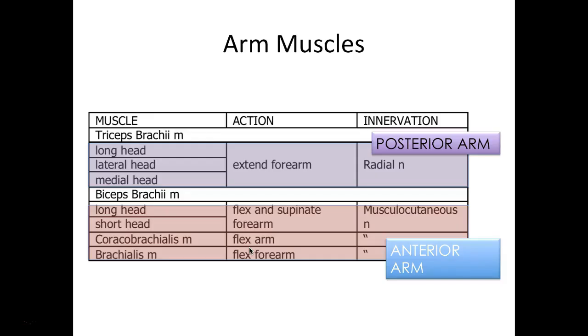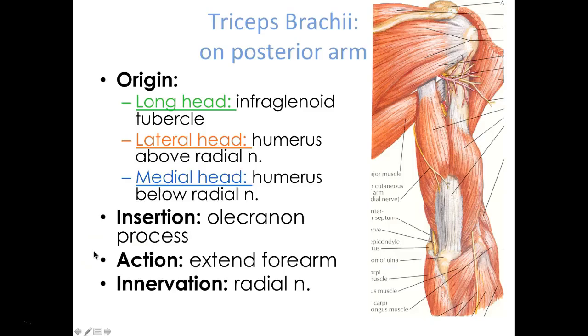Now let's get into the arm. We are going to talk about our posterior arm muscles and anterior arm muscles. Your triceps are the only muscle you're going to have on your posterior arm. In your anterior arm, you have your biceps, and your long head and short head belong to your biceps brachii. And then you have your coracobrachialis and your brachialis muscles.